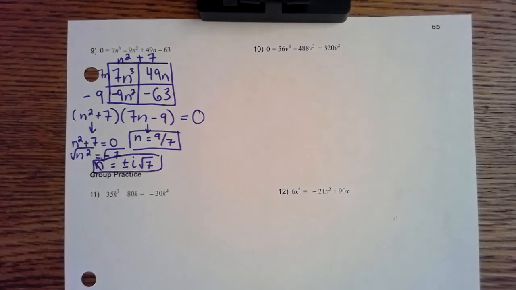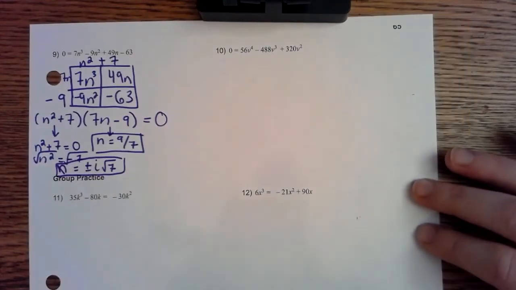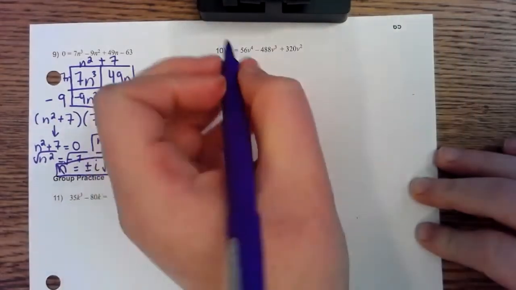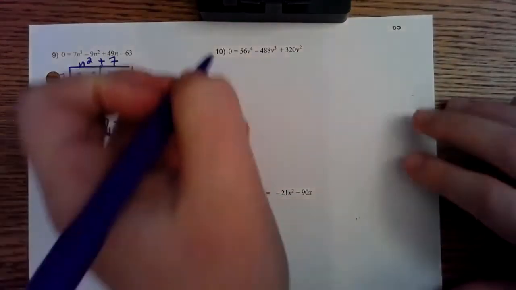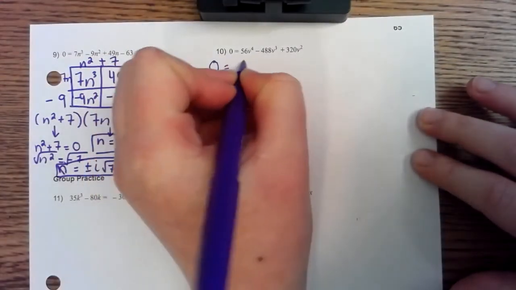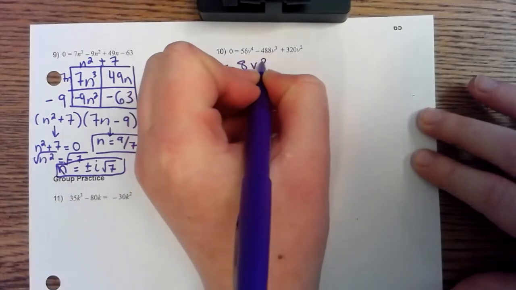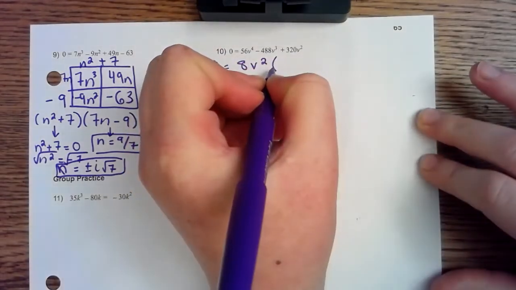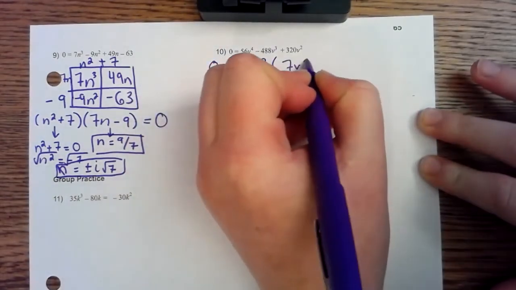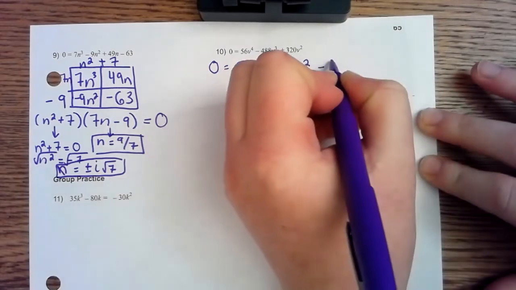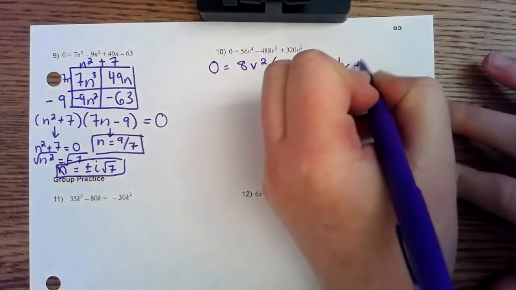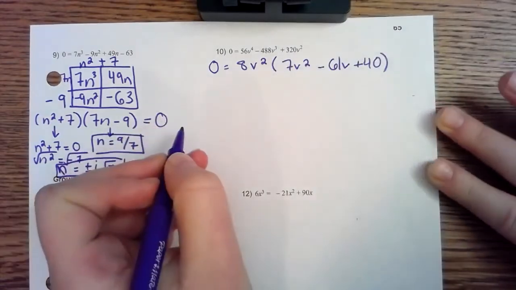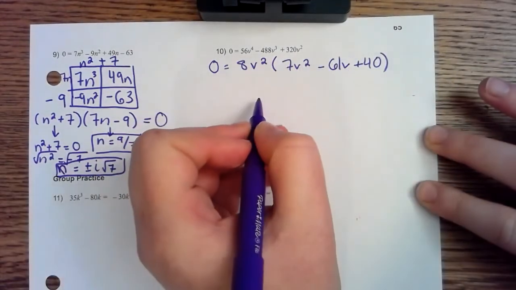Okay, let's try the last one. So these all have a v, so I could factor out a v from them. And they're all even, so let's see what else. I believe I can factor out an 8v, so I get 0 equals 8v squared, actually. So that's going to be 7v squared minus 61v plus 40. So now it's a quadratic, so I have to draw the area model for this.